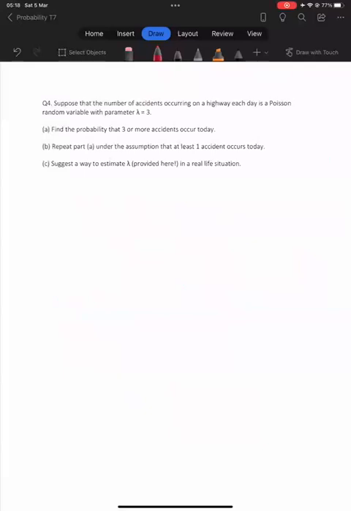Okay, suppose that the number of accidents occurring on a highway each day is a Poisson random variable with parameter lambda equal to 3. Find the probability that 3 or more accidents occur today. So it's just the probability x is greater than or equal to 3, which is the same as 1 minus the probability x is less than 3. So it's the probability x is 0 or x is 1 or x is 2.